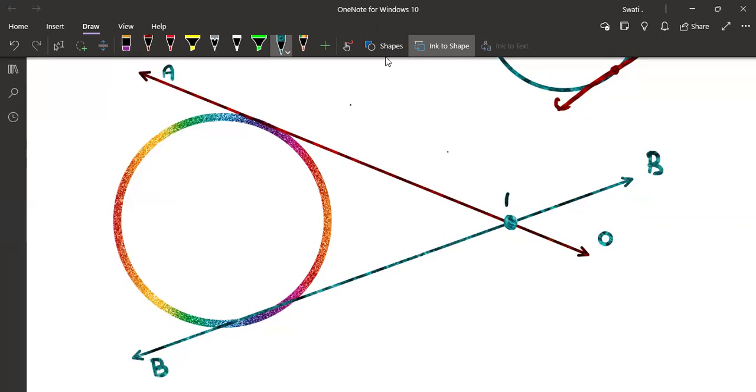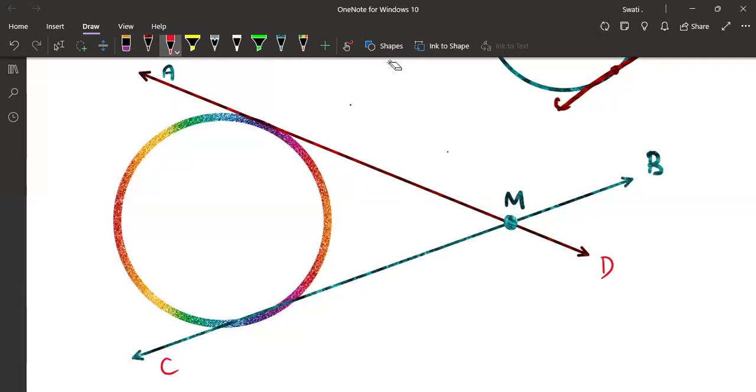I'll write down M here, and this is A, B, C. Let me change this. Yeah, this is A, B, this is C, and this is D. So if you have a point inside the circle, how many tangents can you draw? Zero. If you have a point on the circle, how many tangents can you draw? Exactly one. If you have a point outside the circle, then you can draw two tangents.